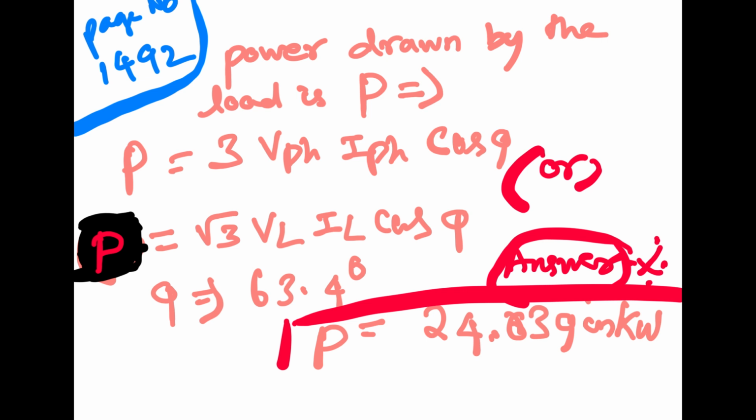Power drawn by the load: P is 3 VPH IPH cos phi, or P is root 3 VL IL cos phi. Put the required values. Phi is 63.4 degree angle. Put the required values in that power formula. We find the power drawn by the load, P, is 24.039 in kilowatts.